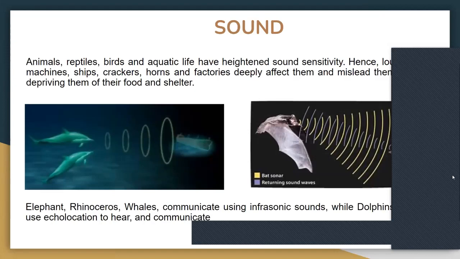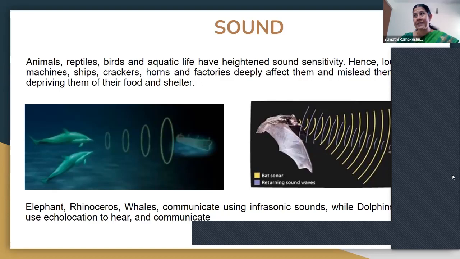Ma'am, even a tiger's roar can be heard from 3 kilometers away, ma'am. Yes, yes. This is just for knowledge. You can just go through it.